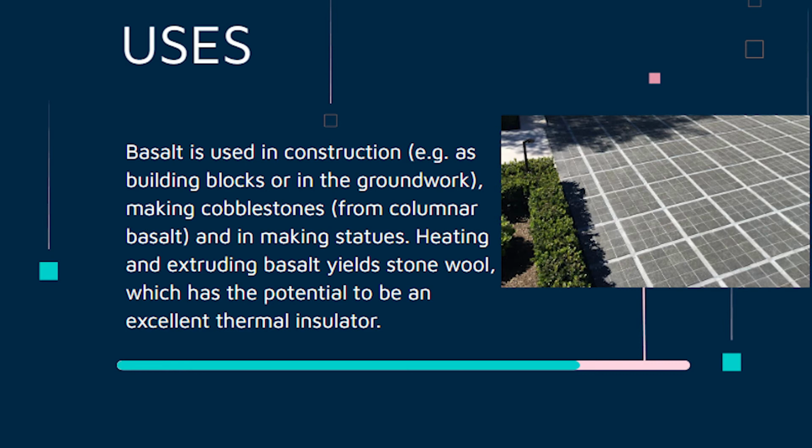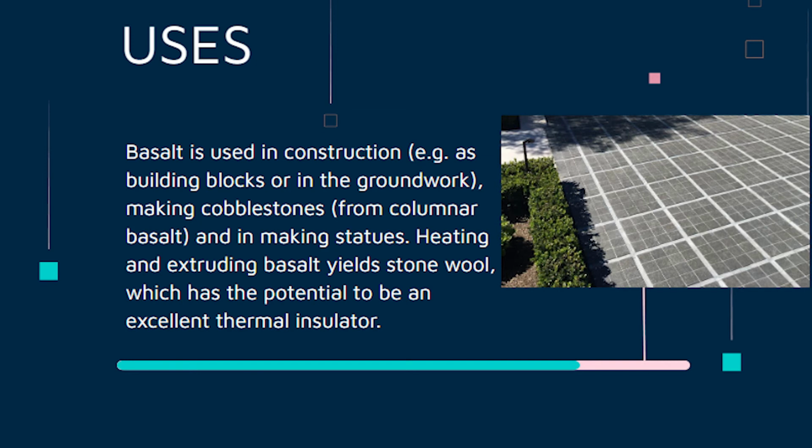Basalt is used in construction, for example as building blocks or in the groundwork, making cobblestones from columnar basalt. Listen, I don't know what's wrong with my pronunciation today. Columnar basalt, from columnar basalt. Why was that so hard for me? It happens to the best of us, alright? And in making statues, heating and extruding basalt yields stone walls, and which has the potential to be an excellent thermal insulator. This picture right here is a picture of pavement that was made using basalt.